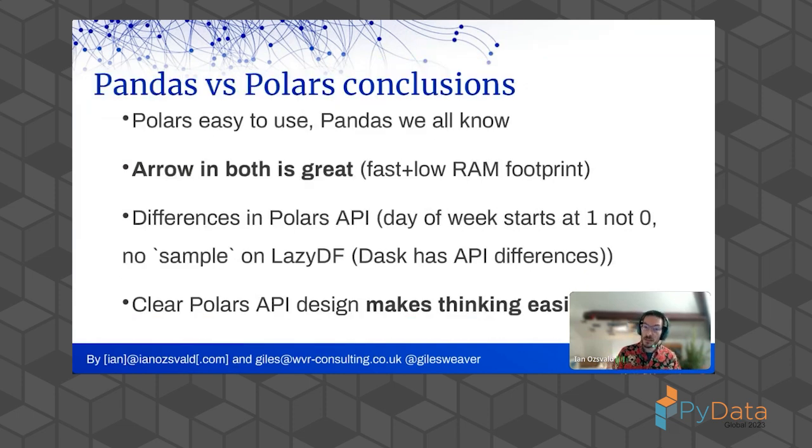I found Polars easy to use, both when I first learned it and then subsequently. Pandas, of course, we all know it. Arrow's great in both. It does seem to at least reduce the memory pressure for a lot of operations. There are some differences. Polars, for example, day of week starts counting at 1, whereas in Pandas it starts counting at 0. And some operations in the lazy API in Polars are missing, like sample. And Dask also, because of its lazy computation nature, also has some things that are missing from Pandas. So just be aware that there are some more edge cases you have to think about as you try to move over.